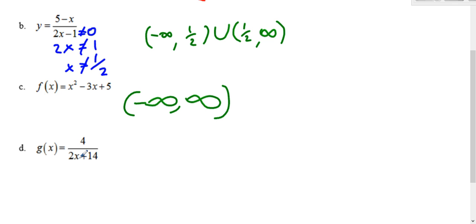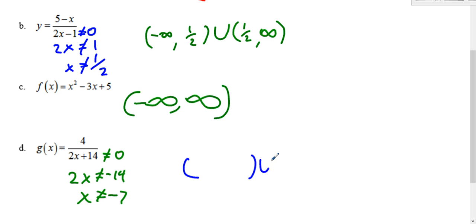And D, we got division. We cannot divide by 0, so our restriction is that the denominator cannot be 0. So 2x cannot equal negative 14. So x cannot equal negative 7. So it's everything but negative 7. So it's negative infinity to negative 7 and negative 7 to infinity.